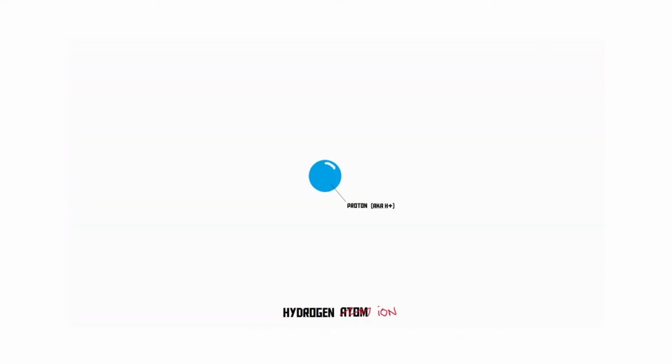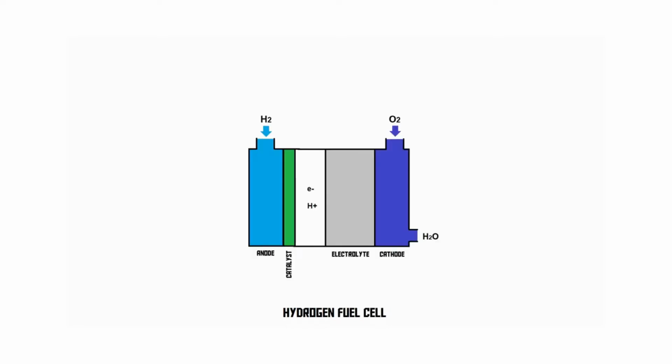This is the catalyst. Now what the catalyst does in this case is splitting off the electrons from the protons. So the electrons of the hydrogen atoms are removed from their protons. So now we've got a bunch of protons and electrons. The protons, also known as H+, can get right through the electrolyte because they're positive, and they can meet with the oxygen on the other side.